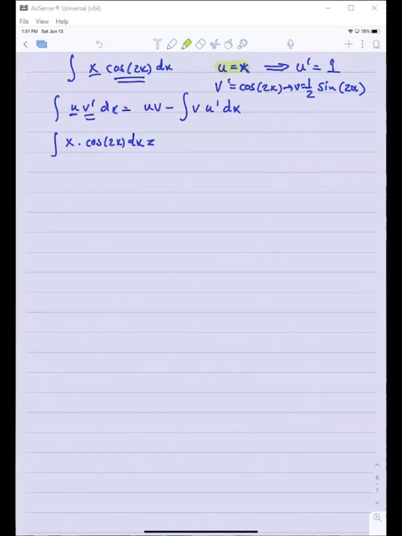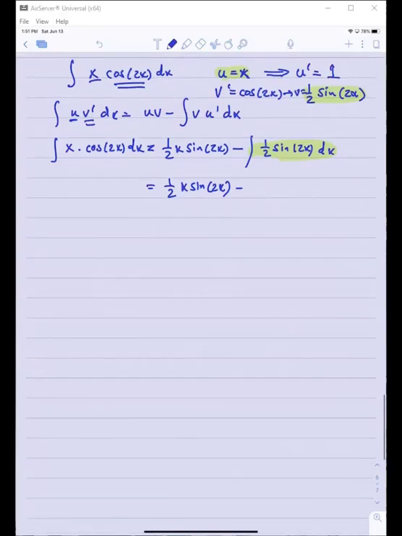Okay, so uv, which would be 1 half x sine 2x, minus the integral of v, which is 1 half sine 2x, times u prime, which is 1. Okay, and again, similar to the last example, I recognize that that's just a basic integral at this point. My answer should be 1 half x sine 2x minus 1 half the integral of sine 2x, which would be minus 1 half times minus 1 half cosine 2x, which of course gives me 1 half x sine 2x plus 1 quarter cosine 2x.